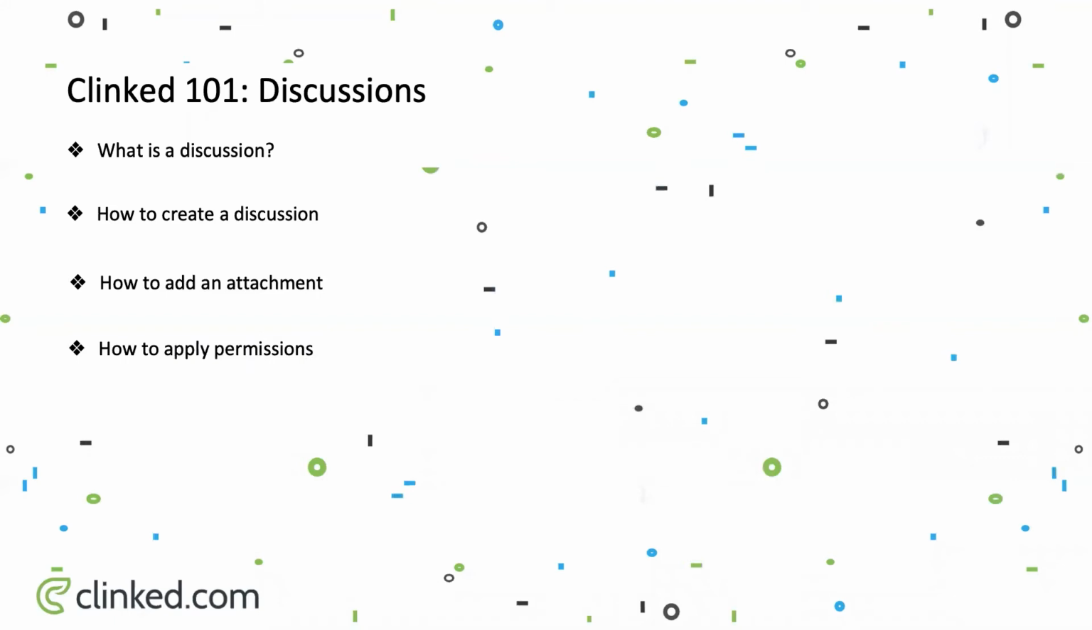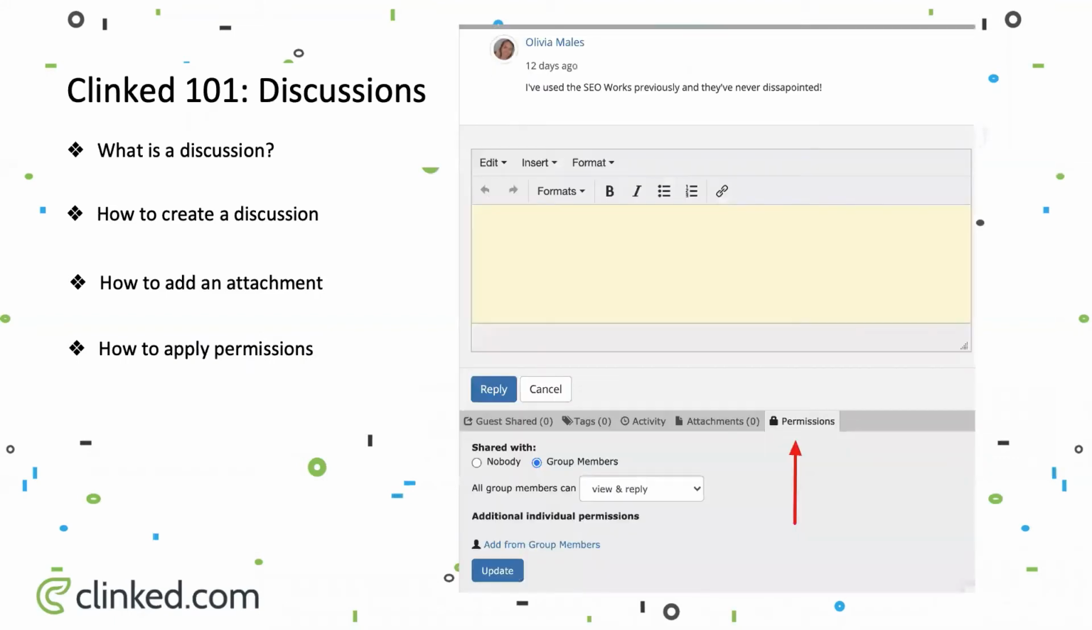Okay, so I'll just talk you through how to apply permissions to a discussion. Permissions are really useful if you'd like to have a private discussion or a discussion with specific team members. For example, in the previous slide, myself and Annabelle, if we needed to discuss the SEO project privately until we had an outcome, this is how we would do it.